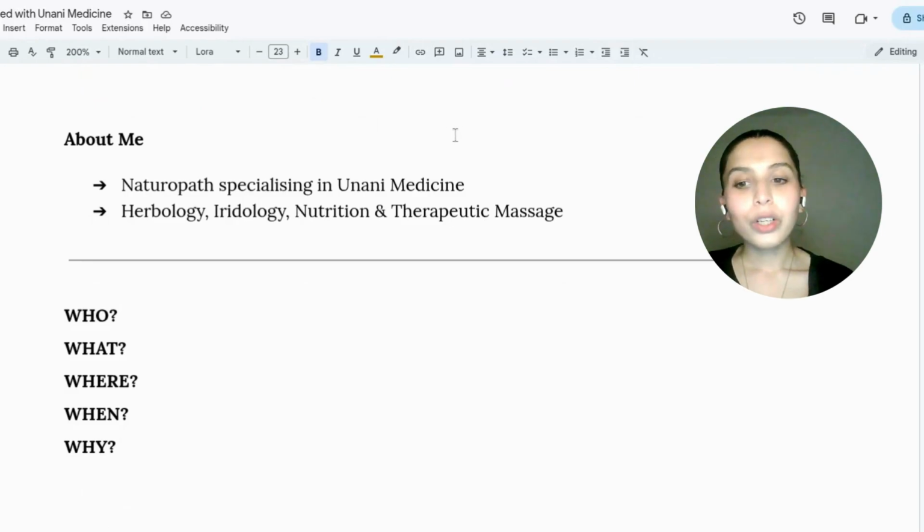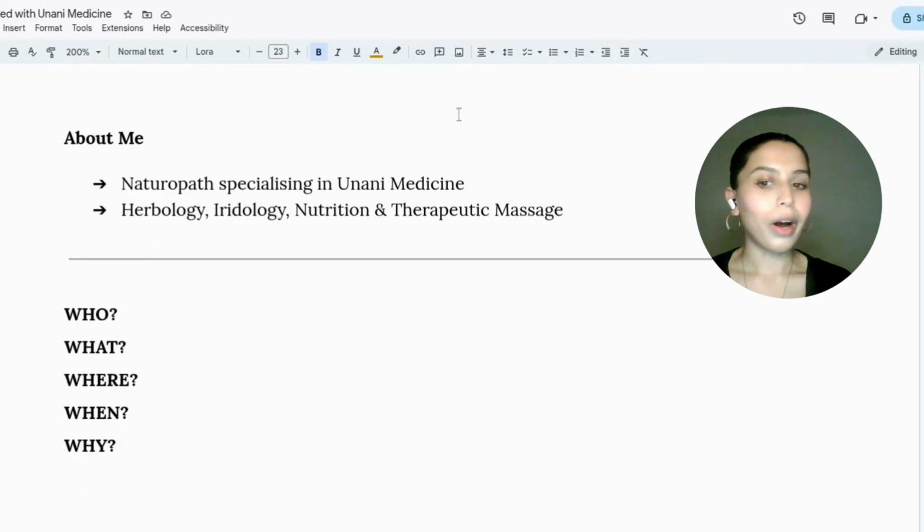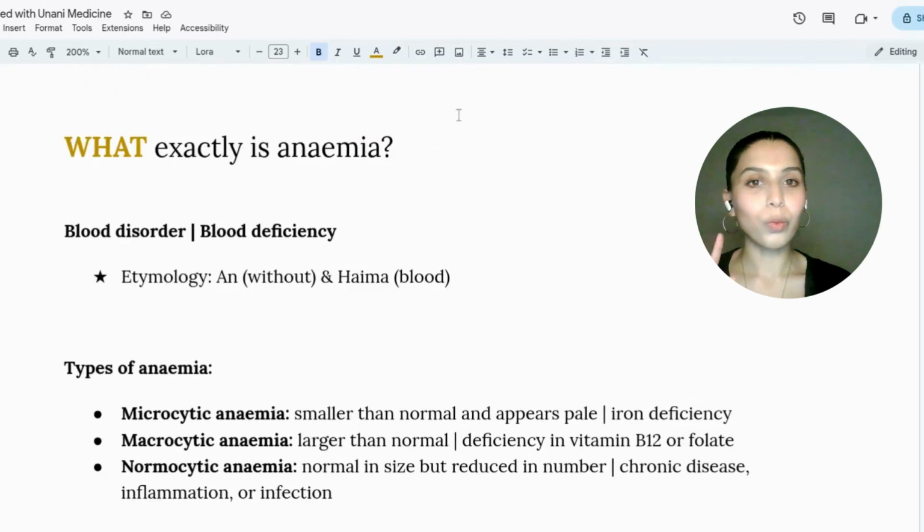So, we're going to cover the who, what, where, when, why. It just gives a full spectrum understanding of the condition, the pathology, and it helps you retain the information as well when you follow that: who it affects, what it is, where in the body, when is it likely to occur, and the why. Okay, so let's start with the what.